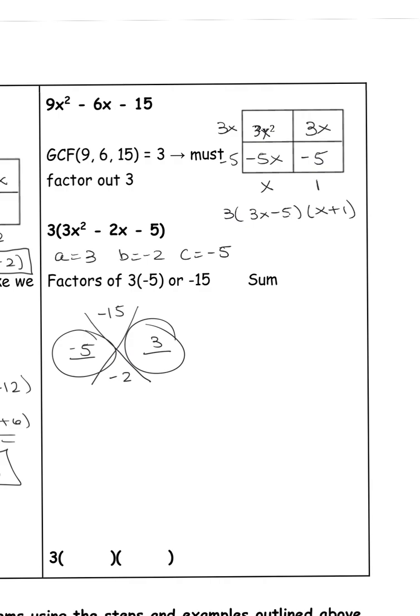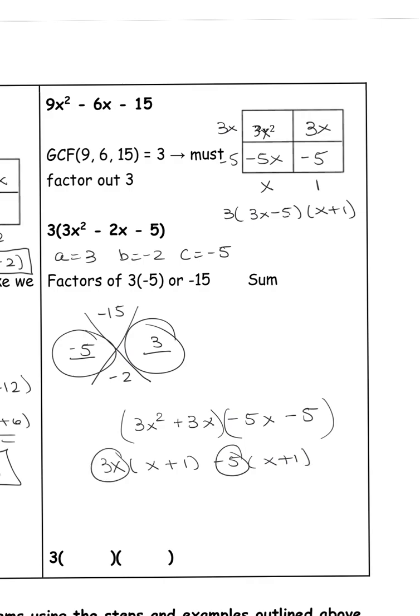We can also use grouping to help us. So again, keeping my first term the same, keeping my last term the same, and replacing my middle term with my factors that I found. Again, group the first two, group the last two. So pulling out a 3x, we get x plus 1. Pulling out a negative 5, we get x plus 1.